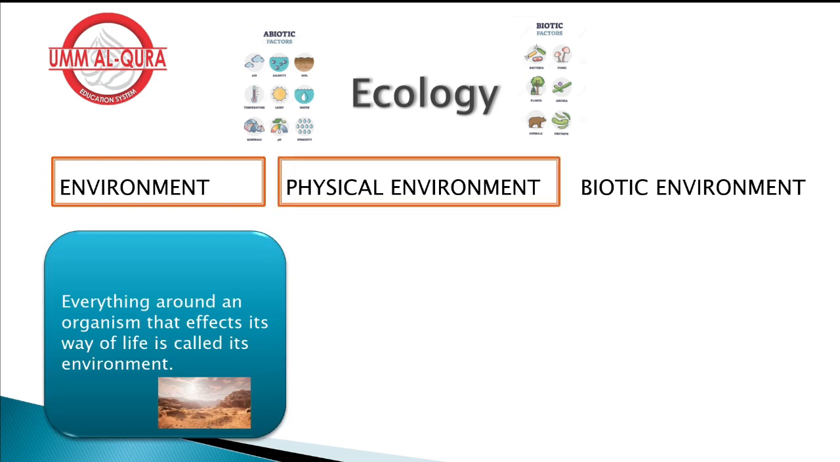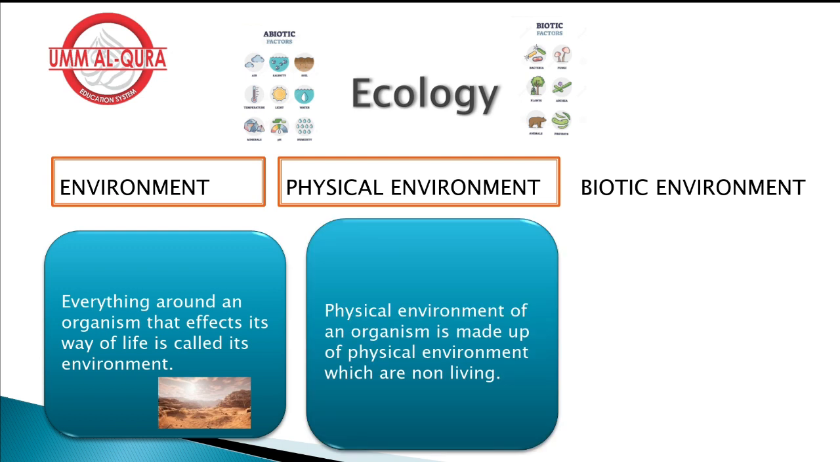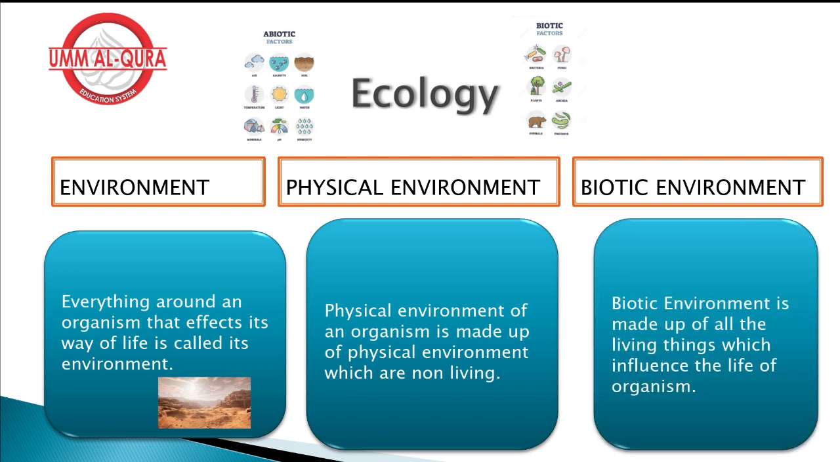The first part of the environment is the physical environment. It is everything around us that is non-living, such as light, temperature, water, minerals, pH value, and the air. The second part of the environment is the biotic environment, the living part of the environment. The biotic environment is made up of all other living things which in any way influence the life of an organism.